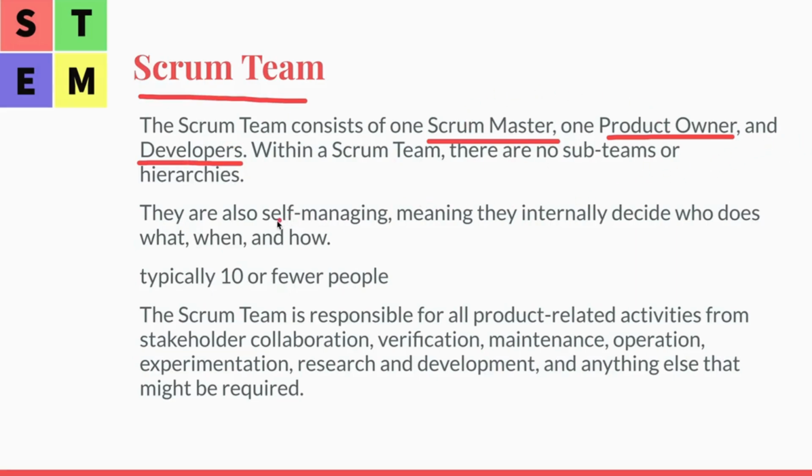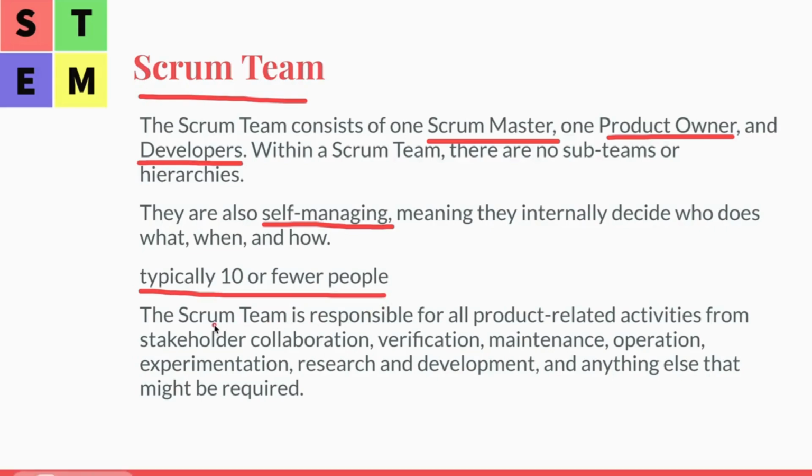They are also self-managing, meaning they internally decide who does what, when, and how. So what does that mean? Developers are going to pick what tasks they want to do during a sprint. They self-commit that they are going to finish certain tasks they picked for that sprint. A Scrum team typically has 10 or fewer people.